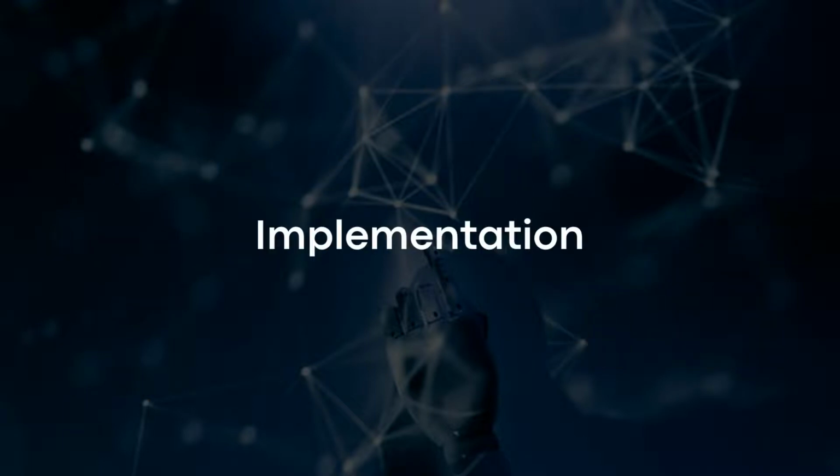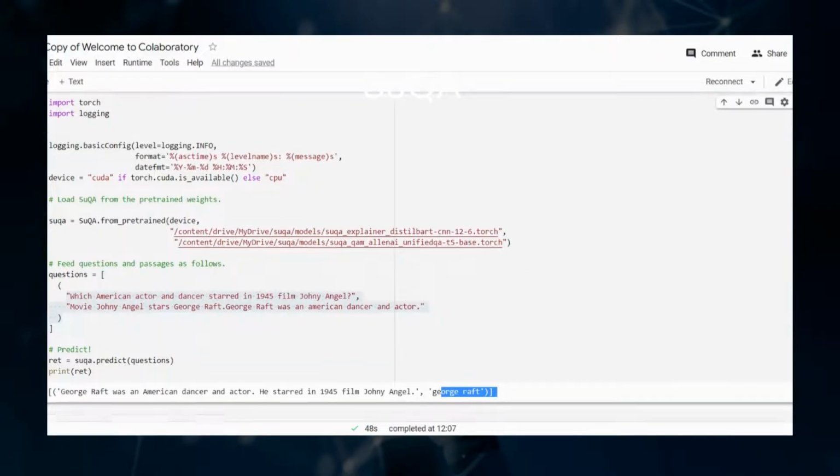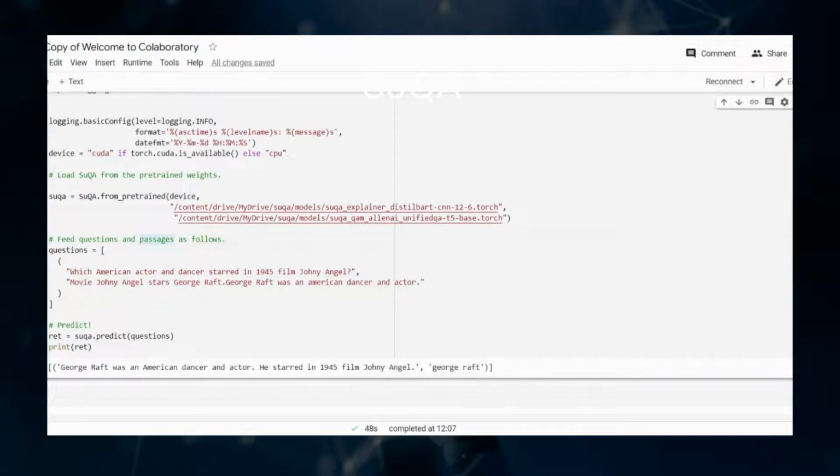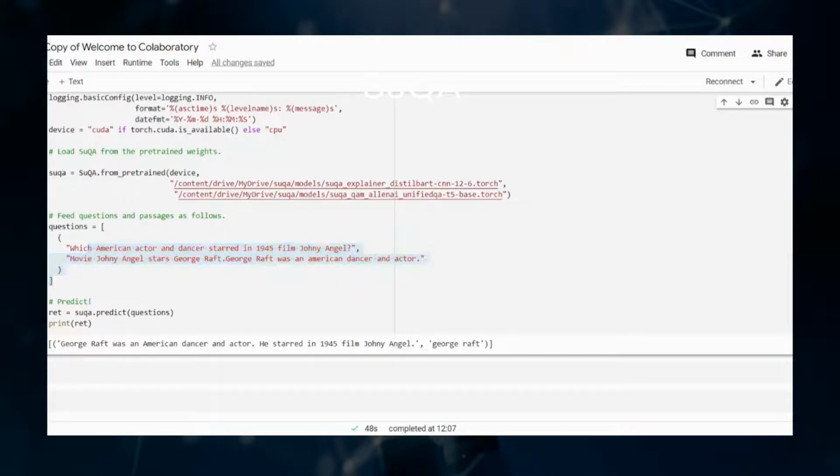Hello, I am Pranjal Bhavsar, and now starting with the implementation part. So here is the implementation for our research paper. Here we can see we have given the question and the corresponding context as the input, and we are getting some question focused summary and the corresponding answer as the output.